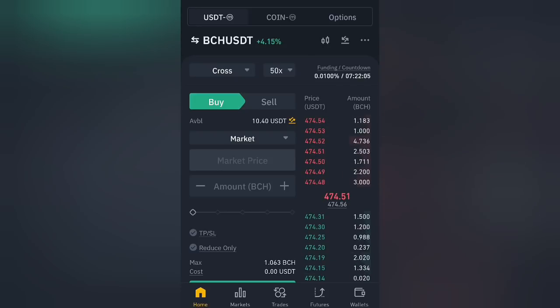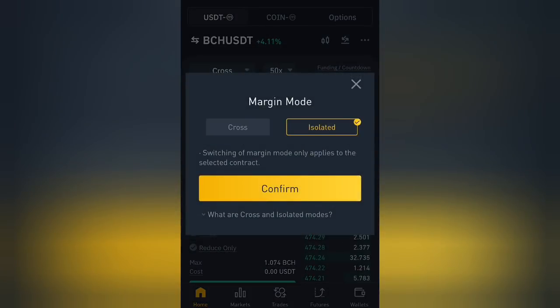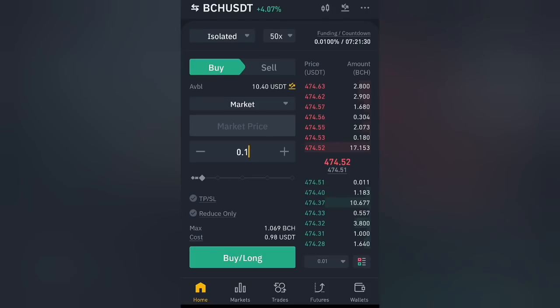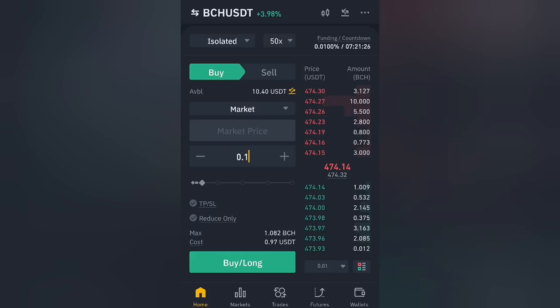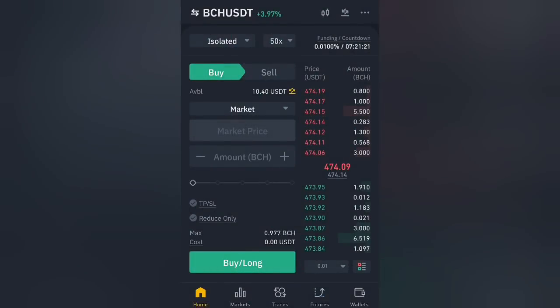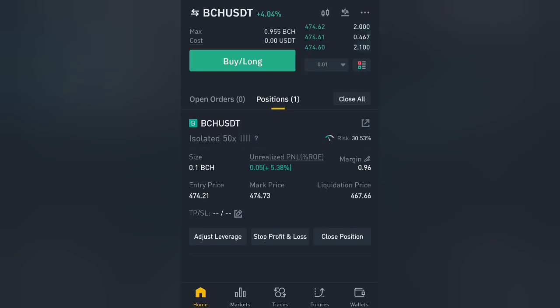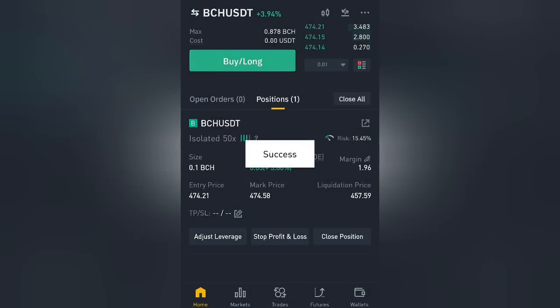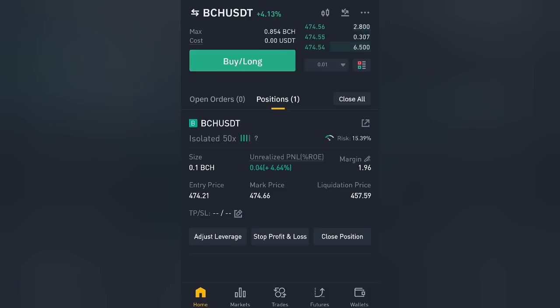Now if we switch back to isolated margin, confirm. Right now I am on isolated margin. I want to buy 0.1 on market price using isolated margin. As you can see, I'm using 0.96 in the isolated margin, and my liquidation price is around 467.66. When you're using isolated margin, you can also increase your margin. If you click on the margin right there, you can increase your margin with the available balance you have. For example, I want to increase my margin by 1 USDT, confirm. As you can see, my liquidation price has dropped. Now let's close this position.